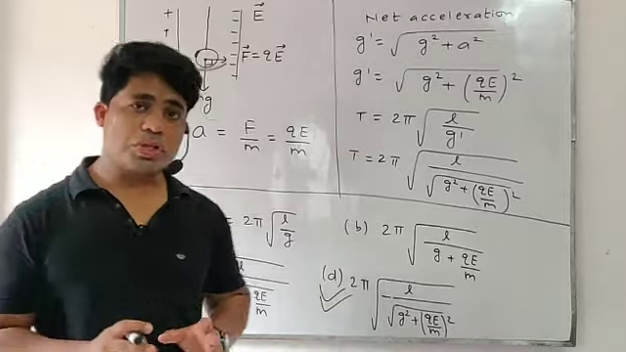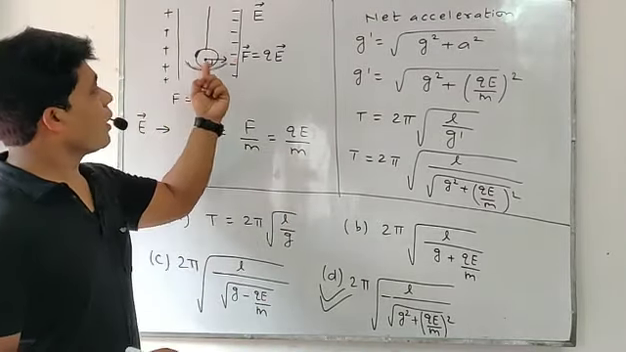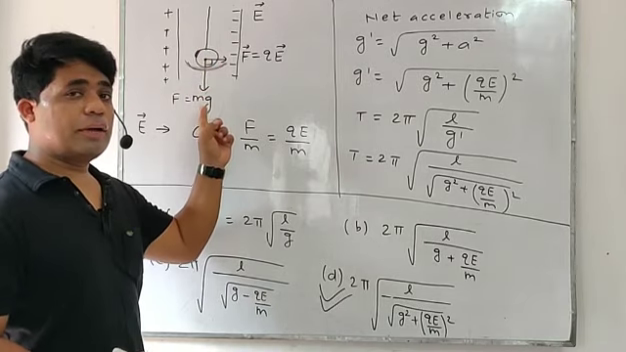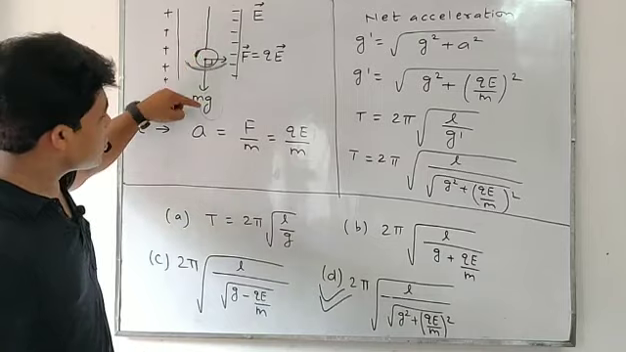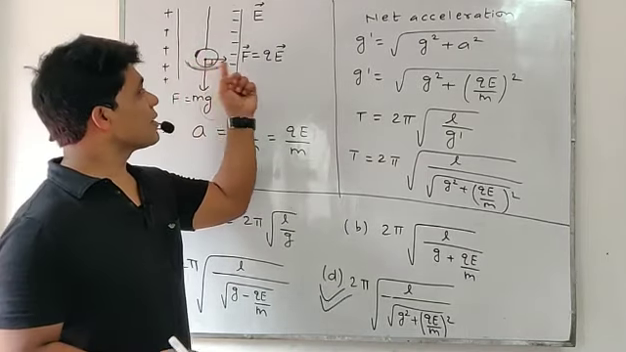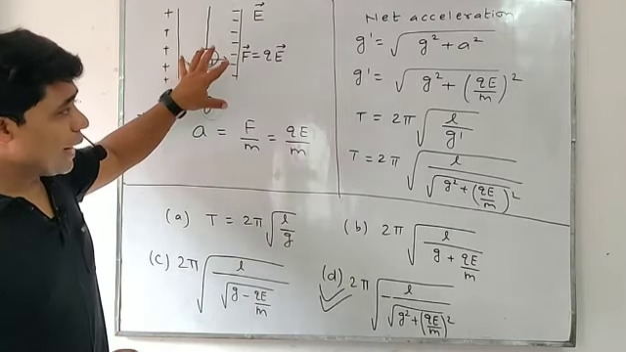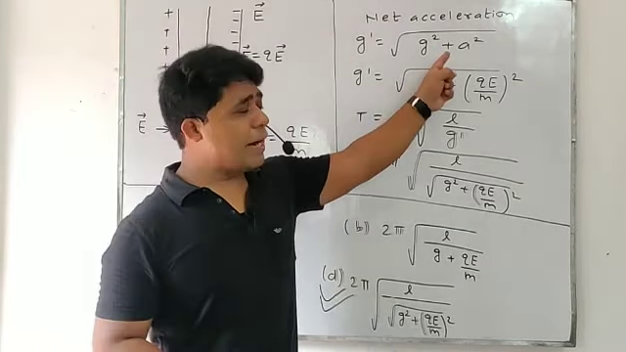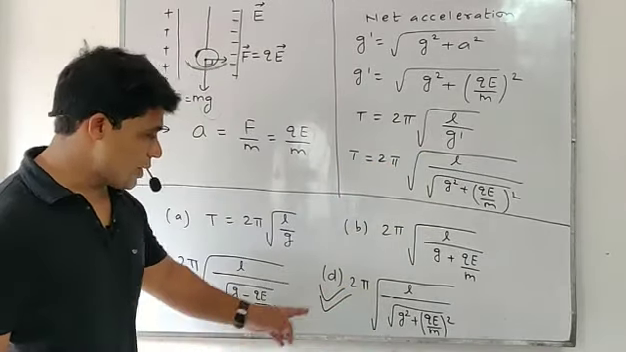In this question, the important part is that the pendulum experiences two types of force: electrostatic force and weight. That's why two types of acceleration will act: acceleration due to gravity downwards and acceleration due to the electric force. In that condition, we'll get the net acceleration, and after applying the formula of time period, we'll get the result. So option D is the correct one.